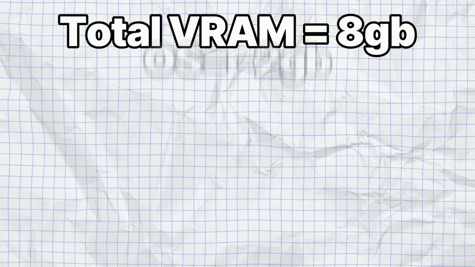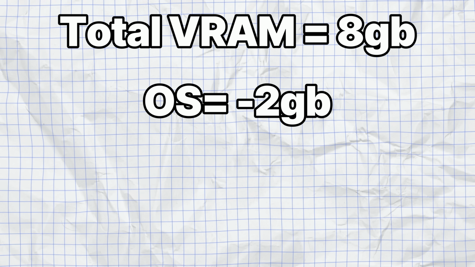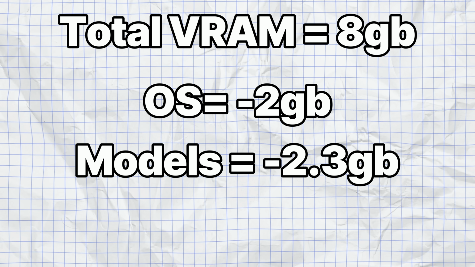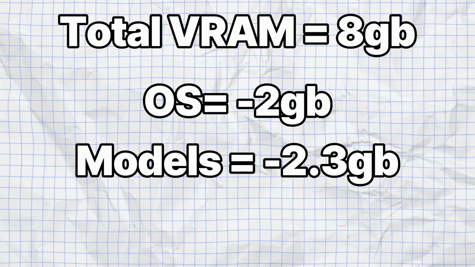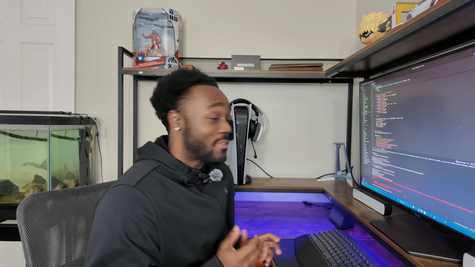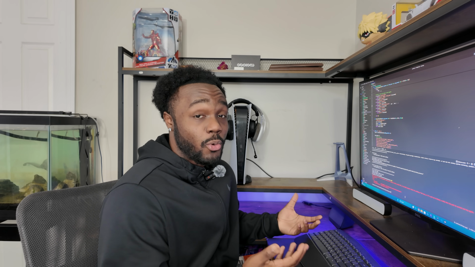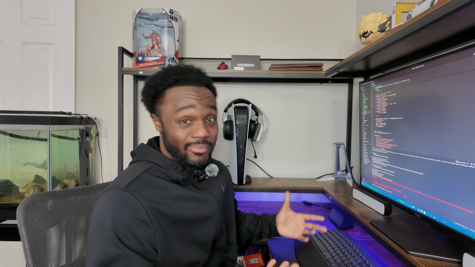So if we do a quick VRAM check, we know our operating system takes about 2.1 gigabytes of VRAM. And now with Function Gemma combined with Qwen 3, we're using another 2.3 gigabytes of VRAM, which means we only have about 3.5 gigabytes left. So we're starting to cut it close. And we still need to be able to speak to it and for it to speak back. So let's set that up.